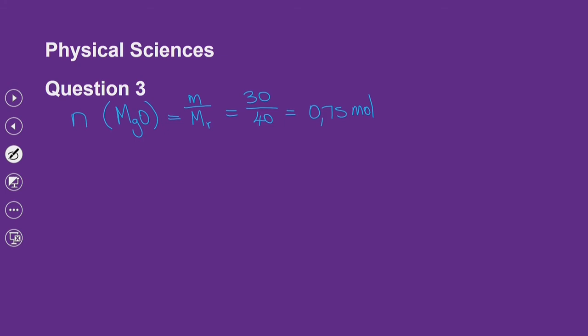So now we use our mole ratio. Our mole ratio says for every 1 mole of magnesium, it will form 1 mole of magnesium oxide. Therefore, if we know the number of mole of magnesium oxide, we'll know the number of mole of magnesium. So the number of mole of magnesium will be equal to 0.75 mole.